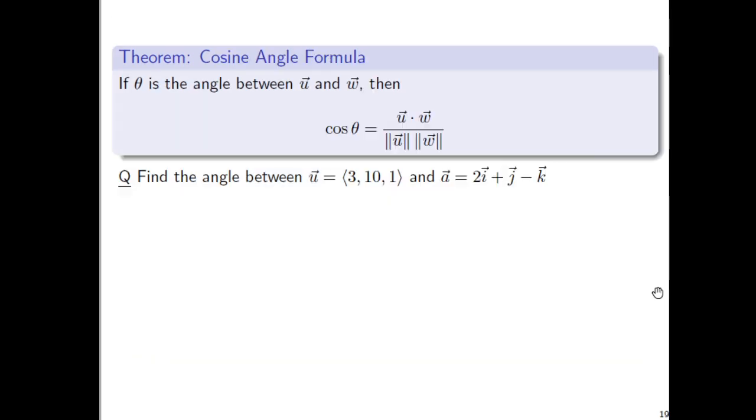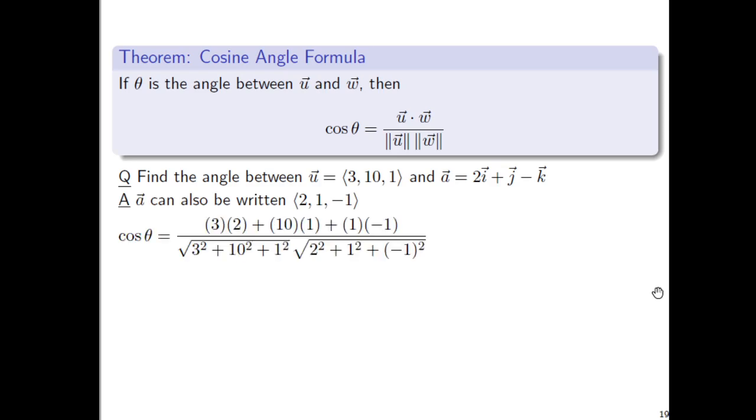Okay, with this cosine angle formula, let us practice it by answering this question. Let's find the angle between the vector u, which is <3, 10, -1>, and the vector a, which is 2i + j - k, written in that other form. I did this intentionally. The two vectors are presented using different notations, and the point is to convert it into whichever notation you like. For instance, you could write the vector a as <2, 1, -1>.